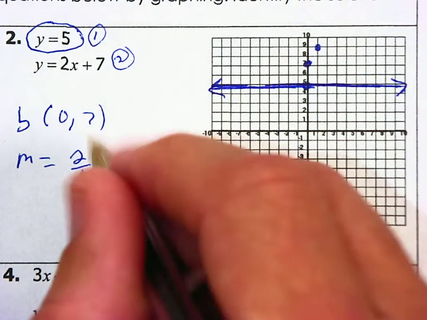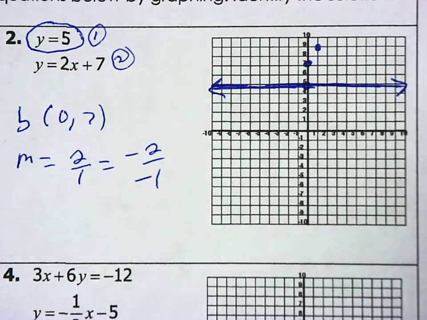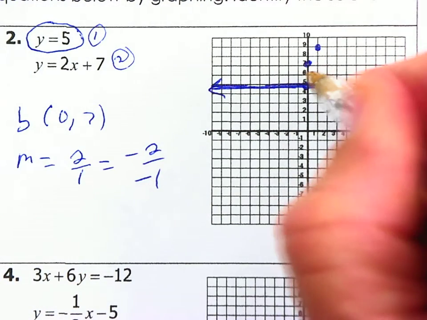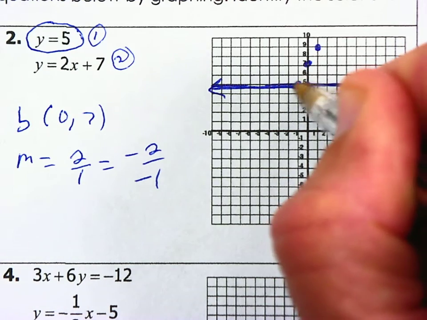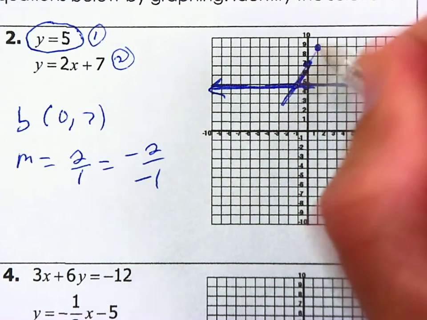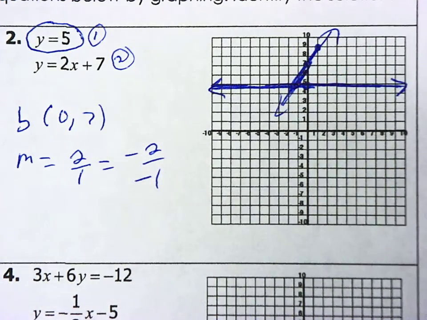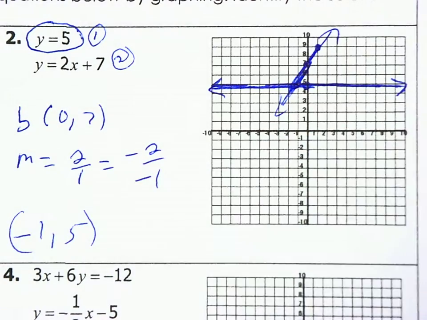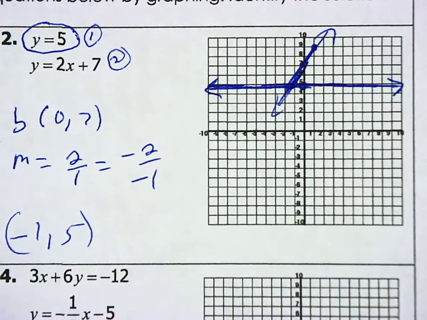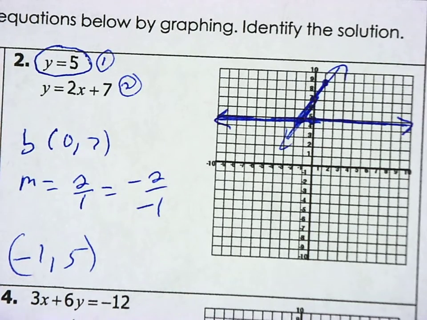If I want to come back and try to hit that line, I can make them both negative. All right, and now I'm going down 2 to the left 1. So right here is where those lines are going to hit. And that location right here will be what? (-1, 5). You can see how this method will be very frustrating, because if you're not right on it, if you don't have nice straight lines, you can't tell.